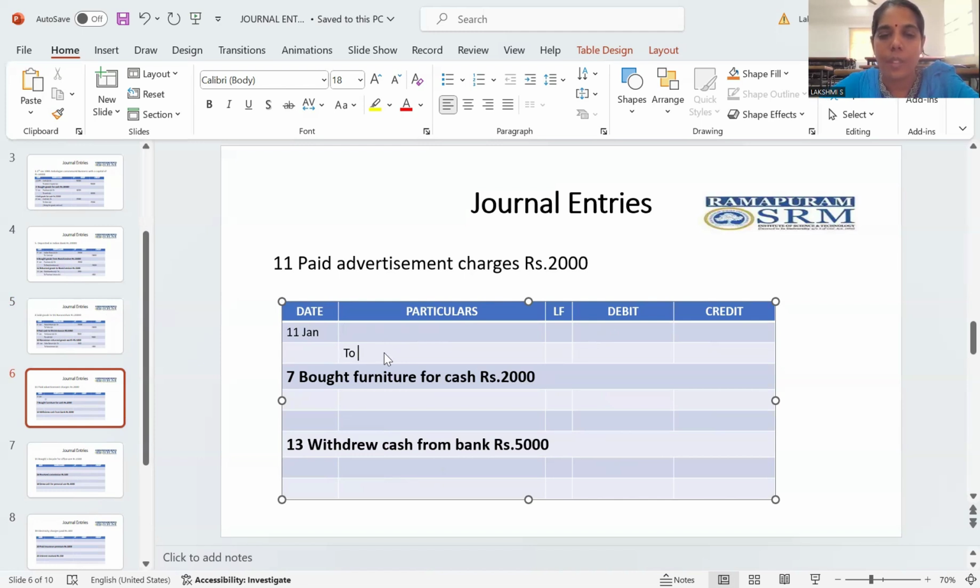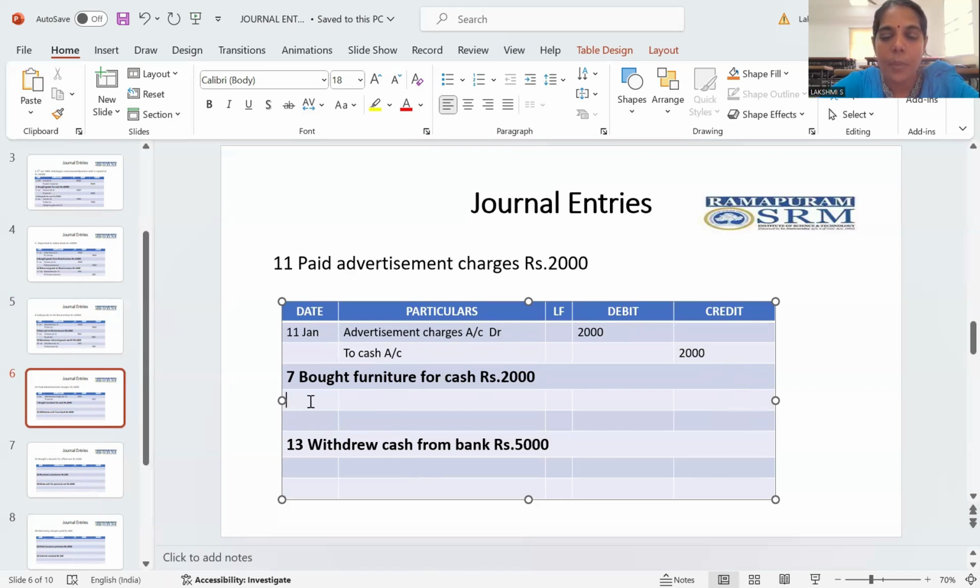Cash account. The name of the person is not mentioned here. We just paid advertisement charges. So the expense should be in the first line, the advertisement charges account debit. Amount is 2,000. So we paid, being the amount paid for advertisement charges.